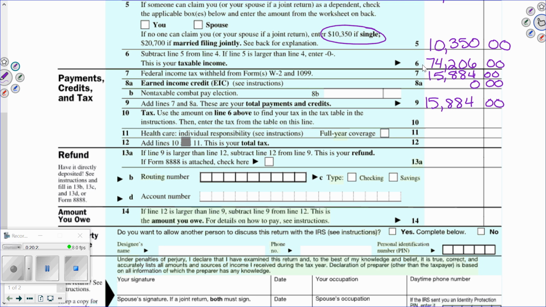8B, non-taxable combat pay election. I don't have anything like that. You would have it written on different forms and stuff. We don't have anything like that for this.